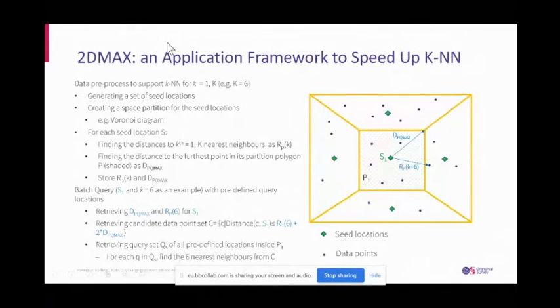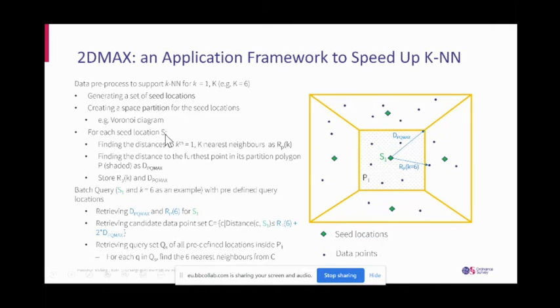So to make use of these ideas in application, we put together an application framework for this purpose, in which we do some data pre-processing on the data set we want to perform k-nearest neighbor queries on. So we just assume k is from 1 to 6. We will generate a set of seed locations and create a space partition for them, where the Voronoi diagram is a very convenient one.